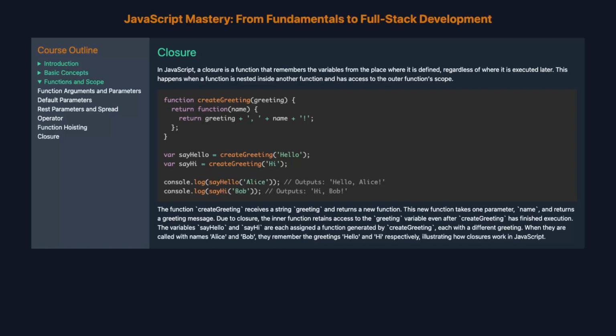The function createGreeting receives a string greeting and returns a new function. This new function takes one parameter, name, and returns a greeting message. Due to closure, the inner function retains access to the greeting variable even after createGreeting has finished execution. The variables sayHello and sayHi are each assigned a function generated by createGreeting, each with a different greeting. When they are called with names Alice and Bob, they remember the greetings hello and hi respectively, illustrating how closures work in JavaScript.